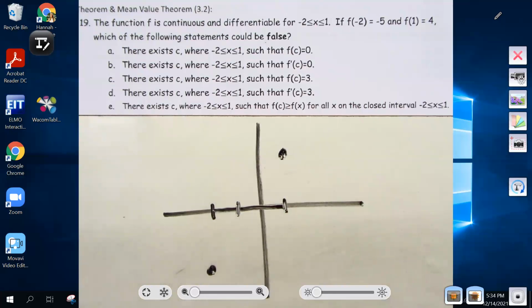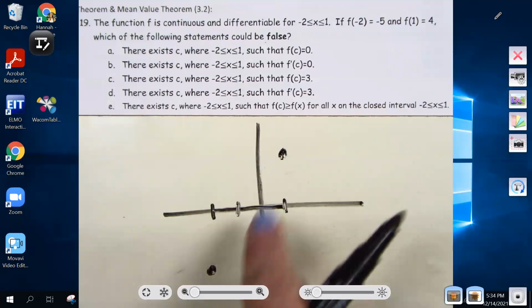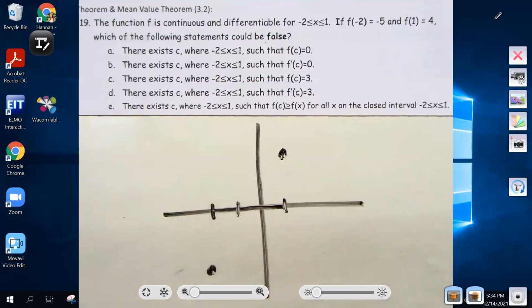Okay, part B, there exists C on the interval such that f prime of C equals 0. That is the conclusion of Rolle's theorem. It must be true. Because the function is continuous and differentiable, Rolle's theorem says that there will be some point in that interval where the derivative equals 0.